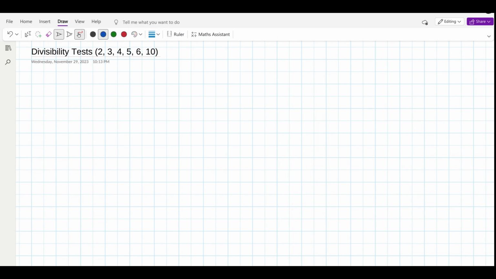In today's video, we're going to be looking at the divisibility tests for 2, 3, 4, 5, 6, and 10. So if we start off with 2, any number divisible by 2 needs to be what? Let's have a look. So if we go 10 divided by 2, we get 5. If we do 4 divided by 2, we get 2. Now what about if we try 5 divided by 2? Does that work? No, it doesn't, does it?